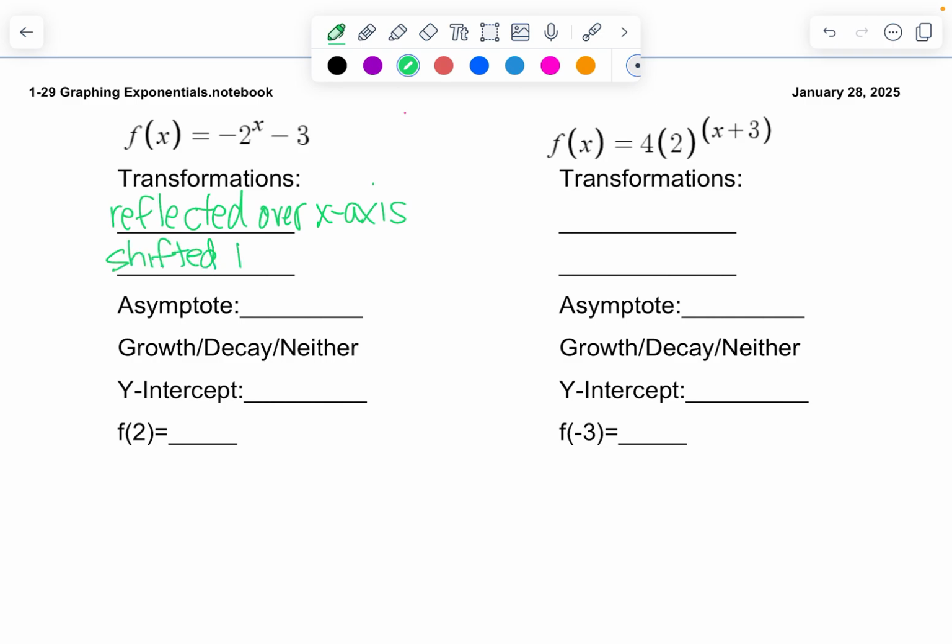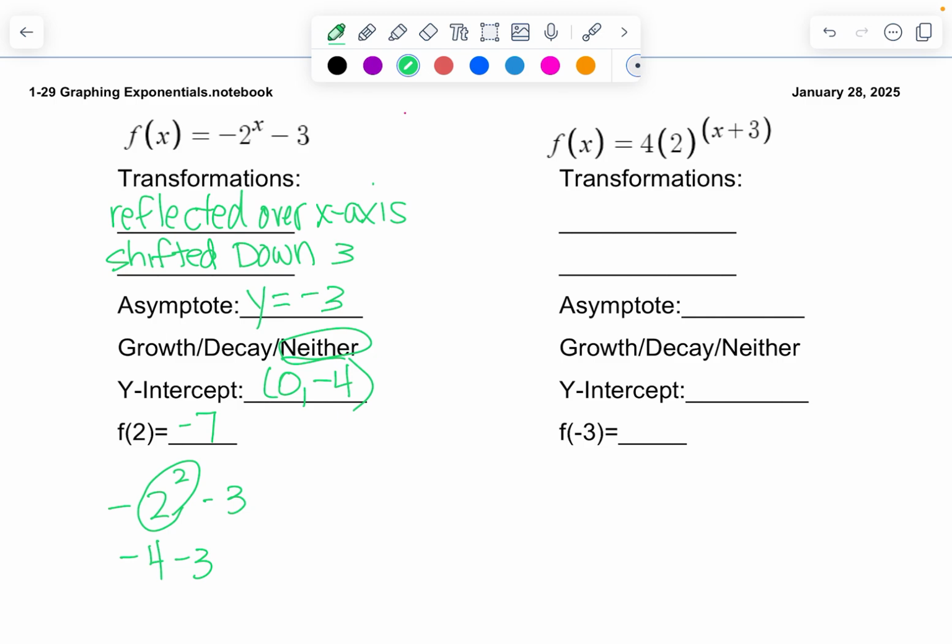Remember, that 2 is the base, not the shrink or stretch, okay? The asymptote is y equals -3. It is neither because of that negative. And then the y-intercept, if I put 0 in for x, I get -4 as my y-intercept. And then for f(2), I'm going to take 2 and put it in for x. So I have to do this first. So that's -4 minus 3, which is going to give me -7.